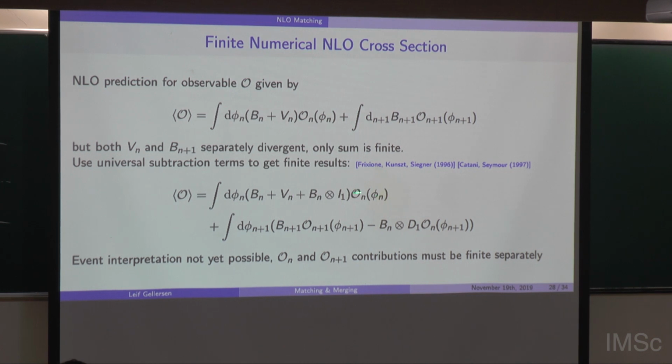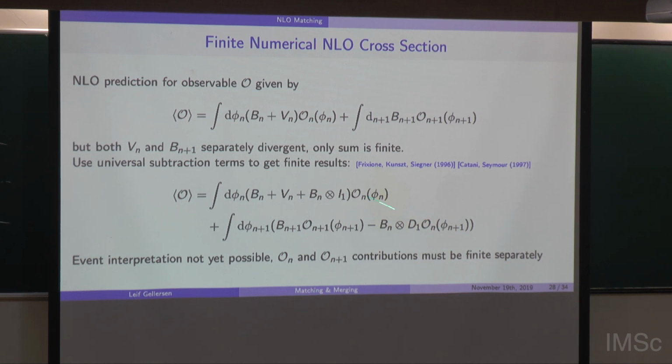And what you do there is you add a 0, basically. So you add an integrated term to the virtuals to render this finite, and you add a subtractive term to this sample to make this finite. But the observable dependence here, so the multiplicity of the state at which you evaluate your observable will be n in both cases.